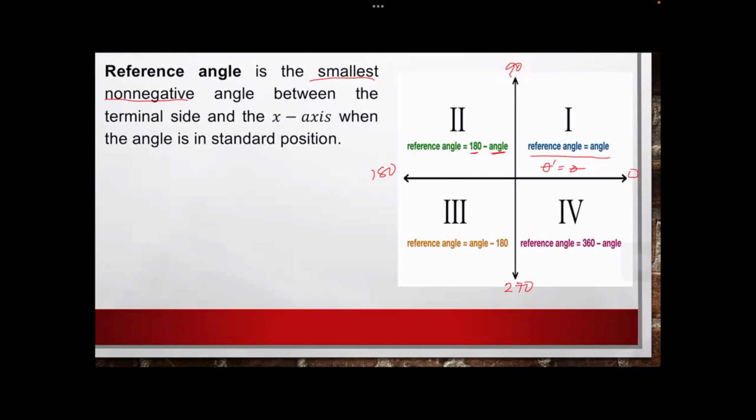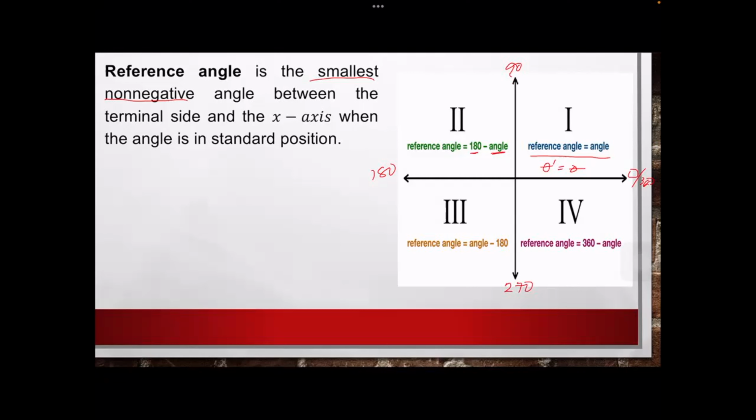Next, quadrant 3 naman, the reference angle is equal to the angle minus 180 degrees. So, ang range naman nito is greater than 180 but less than 270. So, ayan, 181 up to 269. For the quadrant 4 naman, the reference angle is equal to 360 minus the given angle. So, ang range nito is greater than 270 but less than 360 degrees.